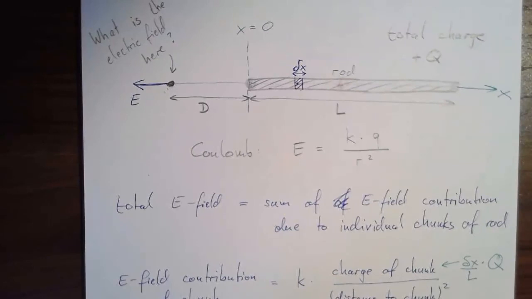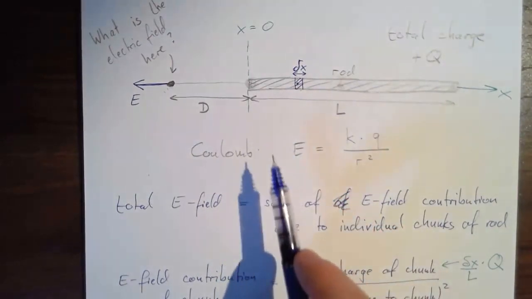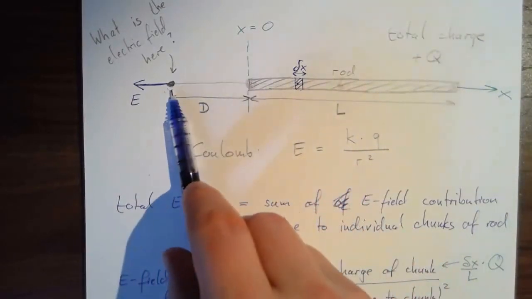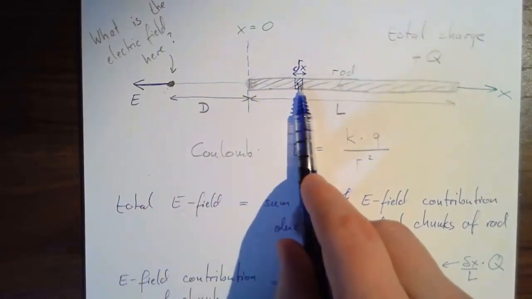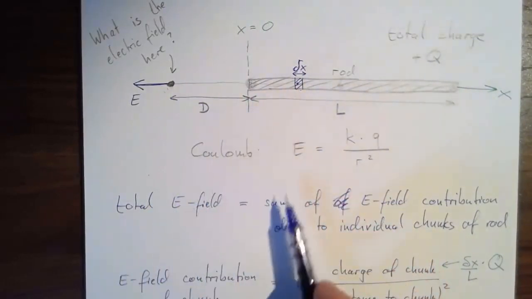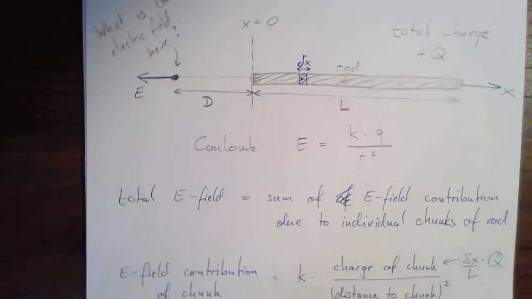You have to go through the steps of splitting your rod up into tiny chunks, and for each one you work out what's the contribution to the electric field here. Like, what's the electric field here if it were just that tiny chunk? And then you add them all up. And the adding them up, that is where you actually perform the integration.